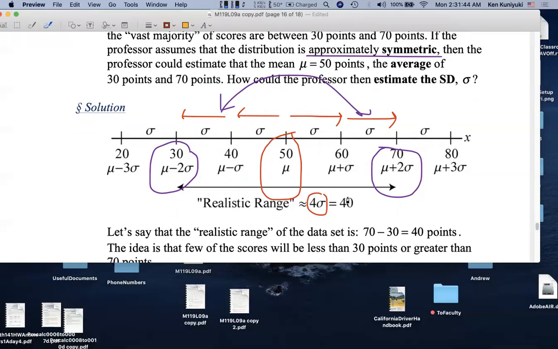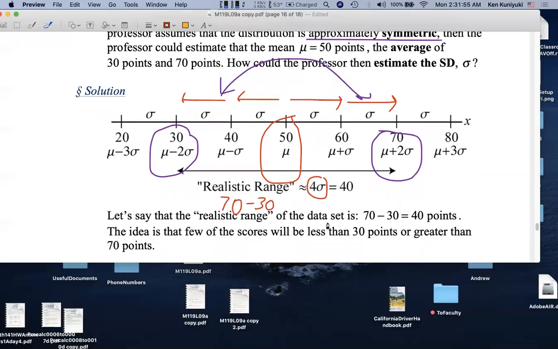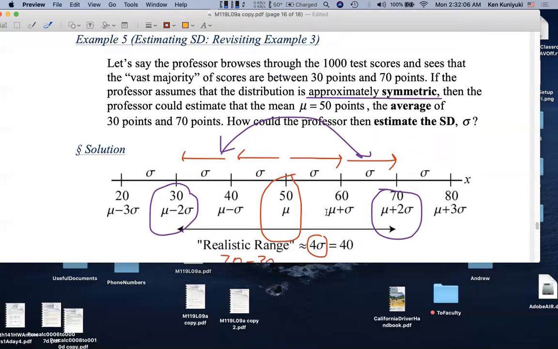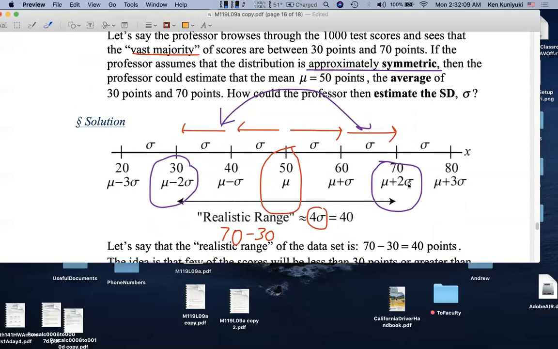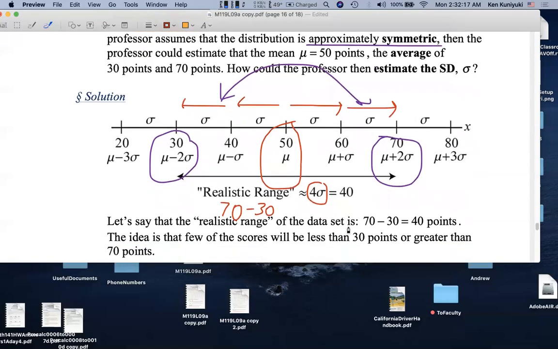The realistic range would be between 30 points and 70 points. The realistic range would be 70 minus 30 points. Now, the range of the data set would be, strictly speaking, the highest score minus the lowest score. But we don't want to bother ourselves with outliers, so we want to think about the vast majority of scores. At the highest end, 70 points. At the lowest end, 30 points. The realistic range, sort of the usual or typical range, would be 40 points. The idea is that very few of the scores should be less than 30 points or greater than 70 points.